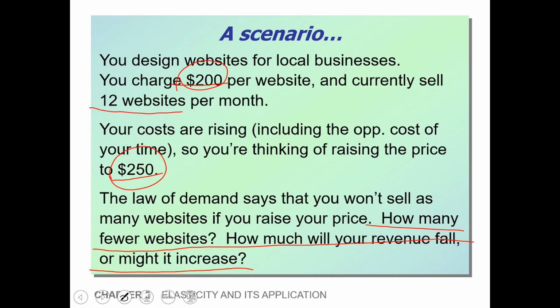Previously he was selling 12 websites per month, but now will he be able to sell 12? Unlikely. The law of demand says that it will decrease. Will he be able to sell 11? How much will revenue increase or decrease? This is all that we are concerned about in elasticities. This is what we will talk about in this chapter.